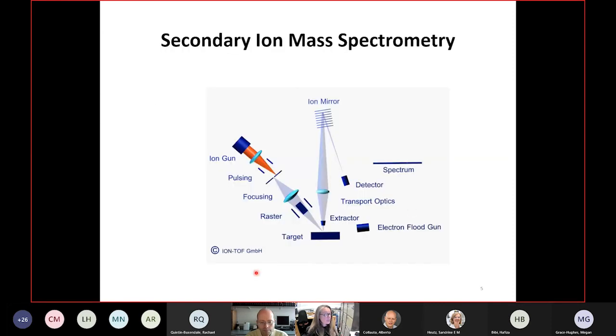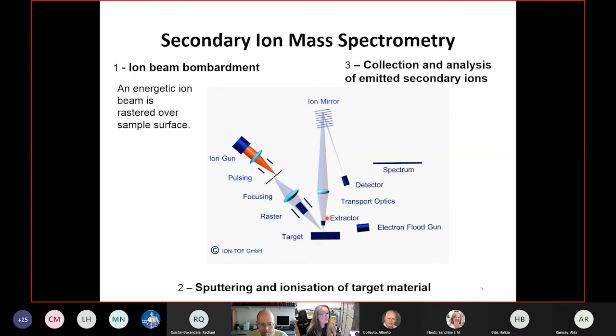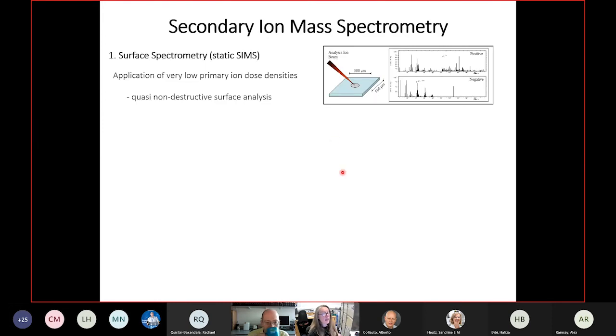So just quickly to go over what SIMS actually is, what we have is ion beam bombardment. So we have a primary ion beam gun here that comes down, rasters over the target, causes sputtering and ionization of the material, which is then collected into a time of flight secondary ion mass spectrometer. And then we get different outputs.